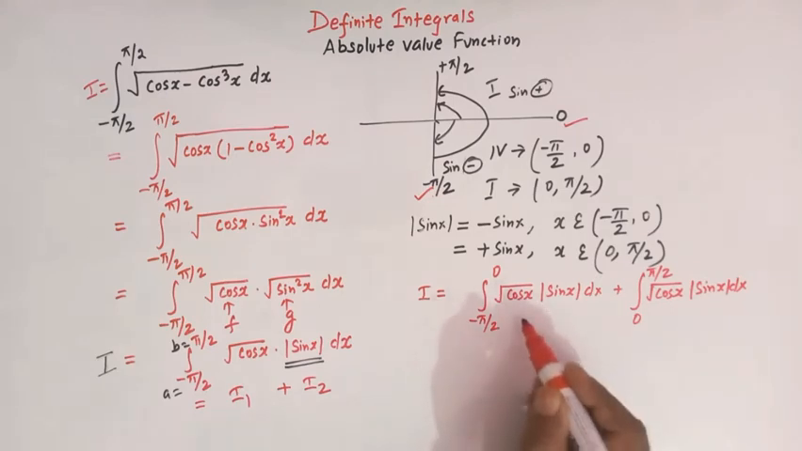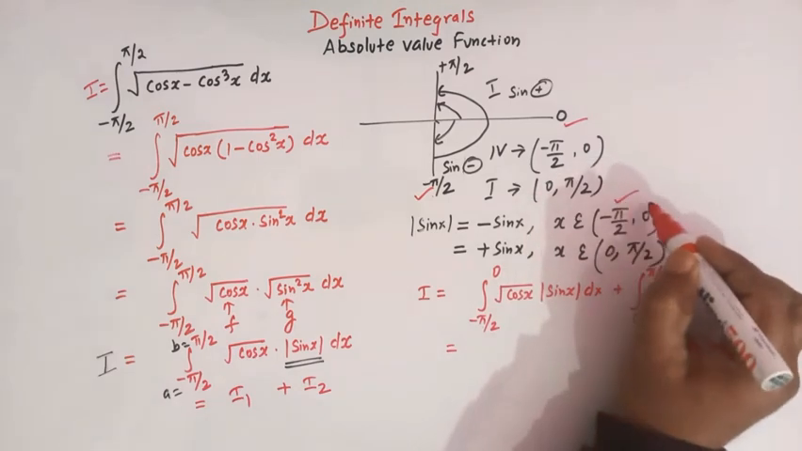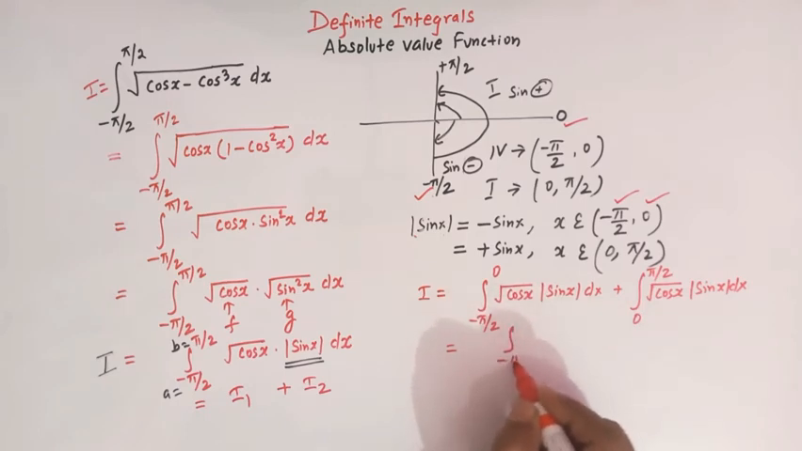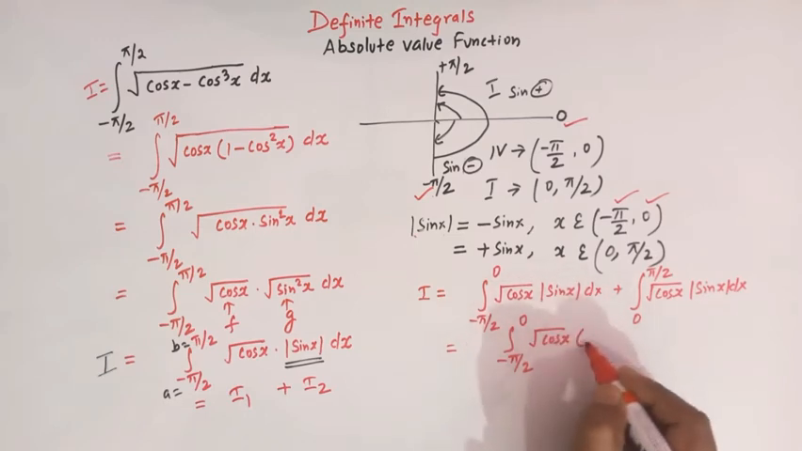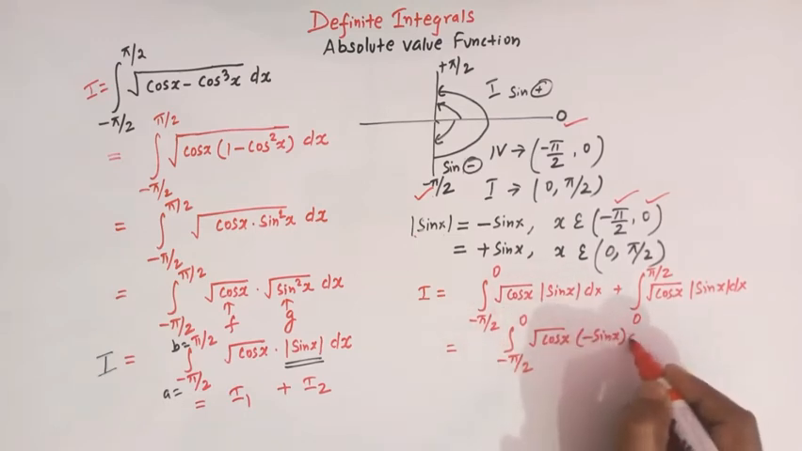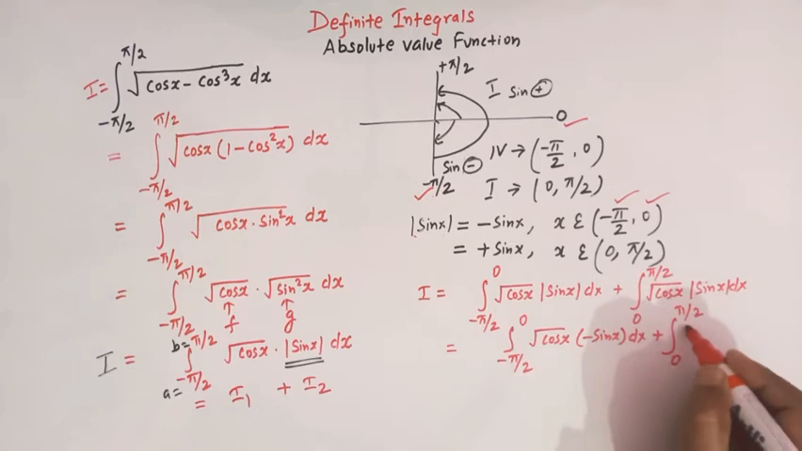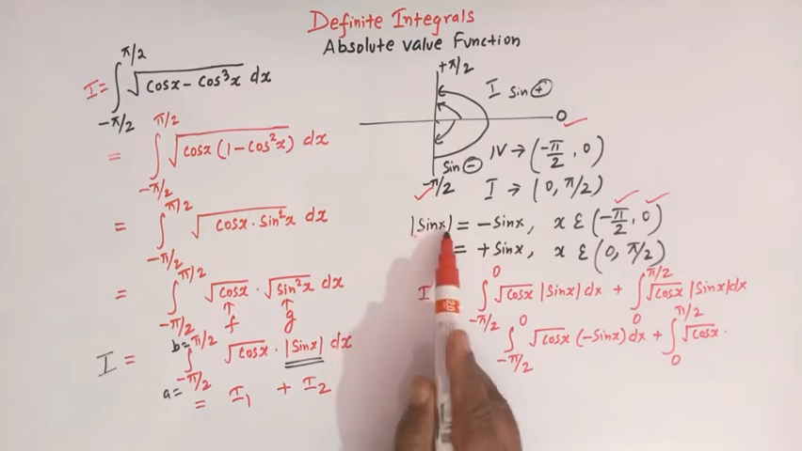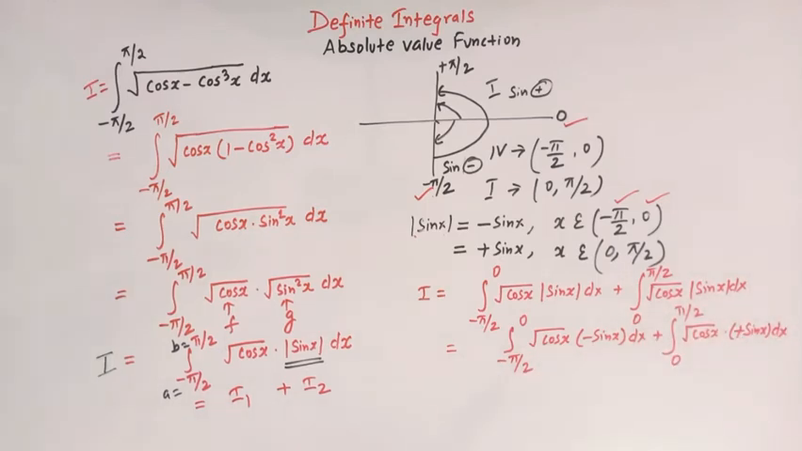Okay, so now we have to evaluate these two integrals. From minus pi by 2 to 0, mod of sin x is minus sin x. So here we have minus pi by 2 to 0 square root of cos x, and here we have minus sin x, right? And dx. And when we go from 0 to pi by 2, then we have square root of cos x, and mod of sin x is equal to plus sin x, right? And now we have these two integrals.